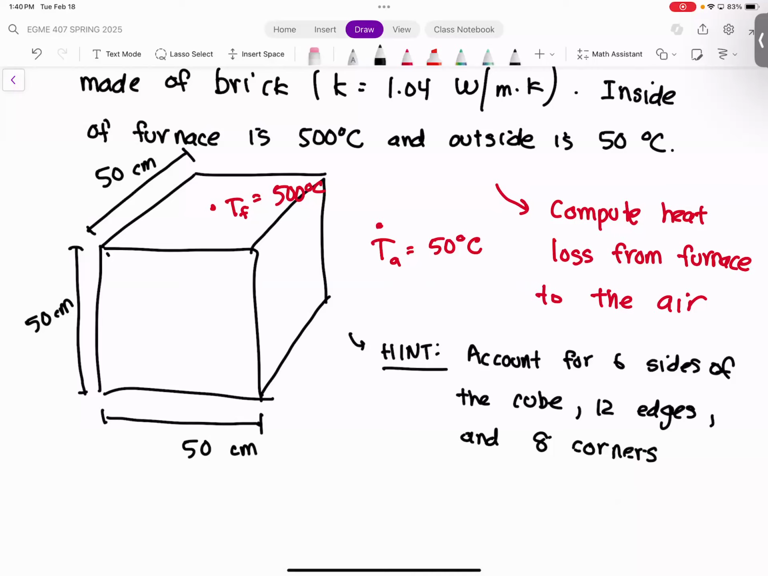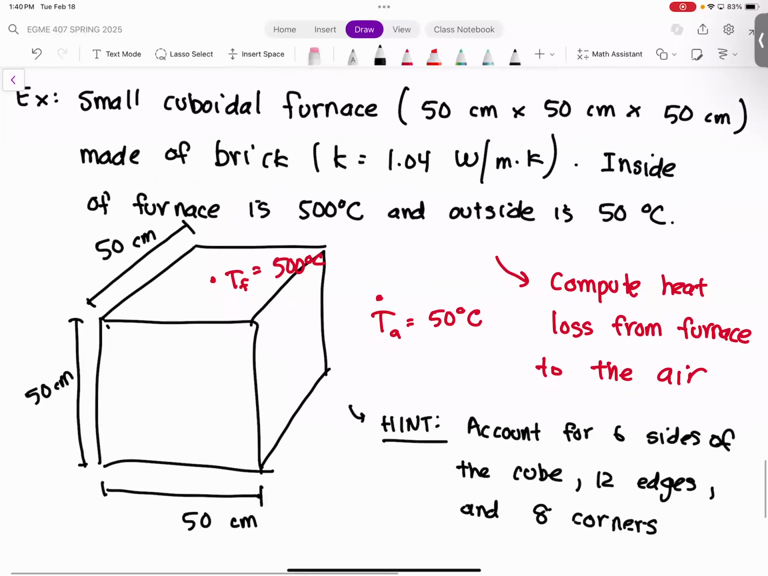Okay. And I know normally this furnace is probably sitting on the ground, but for now we're just going to imagine that it's floating in air. So even the bottom side of the furnace is exposed to air. Normally, this furnace is probably sitting on some kind of surface, and that's going to have a different heat transfer situation. But just to keep things simple, we'll assume that this furnace is floating in midair. Okay. Any questions on this? Okay. So the way we're going to do this is that we're going to compute what's basically the total shape factor of this entire cube.